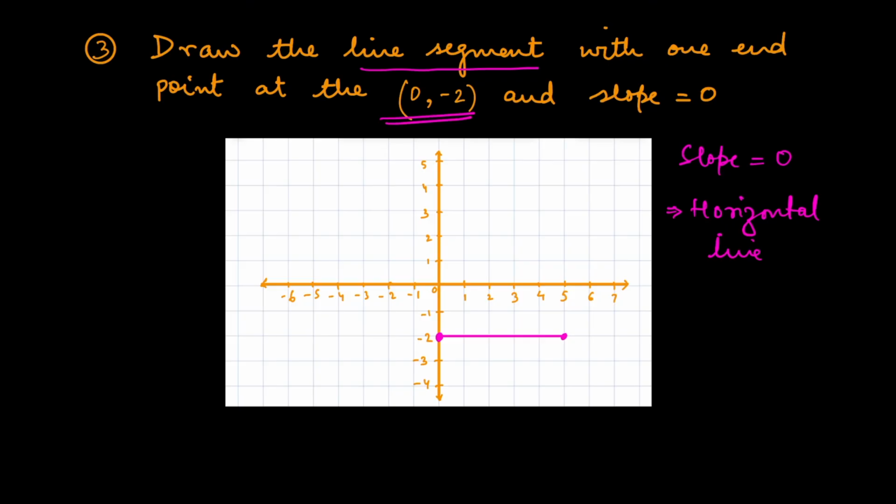So we can mark it as AB, and if you want you can extend it a little more on the right side, or you can also draw it only towards left and extend it as much as you want, and then mark the endpoint and take it as something like C. So now we take this AB. This AB is the line segment with one endpoint at (0, -2) and having the slope 0.